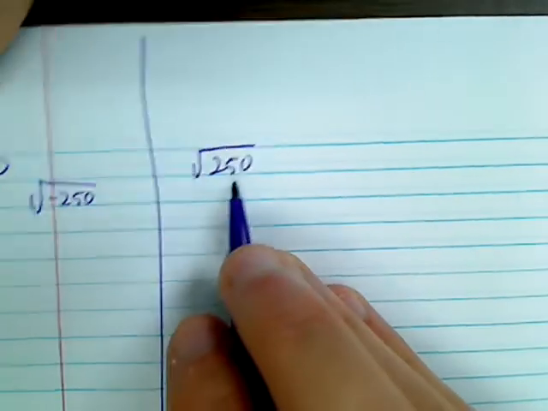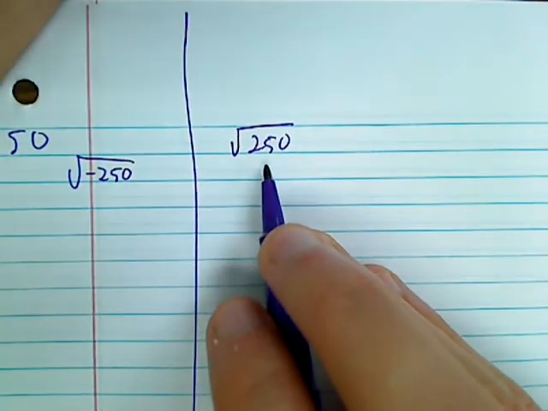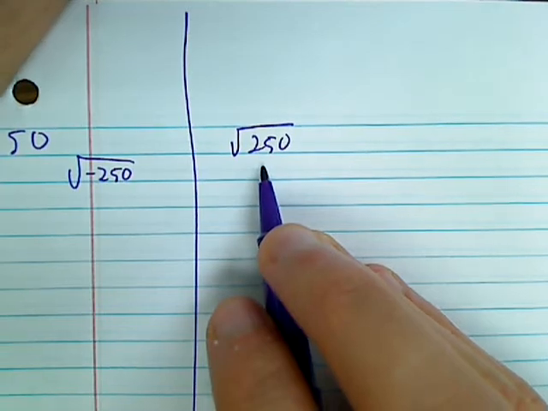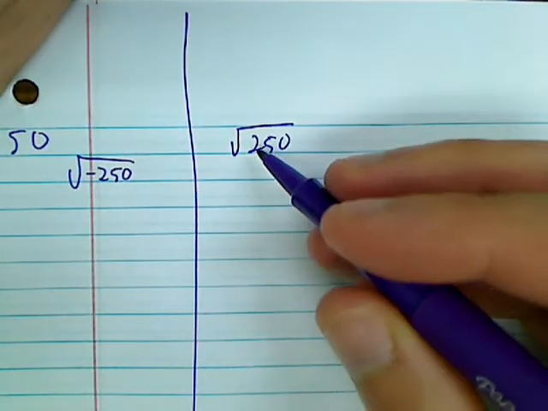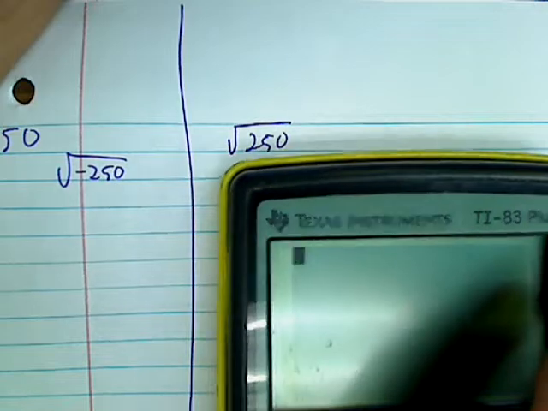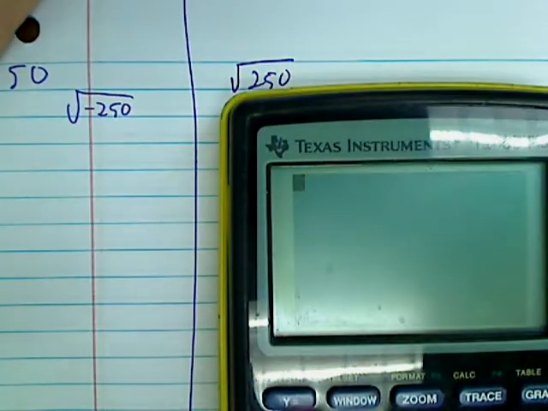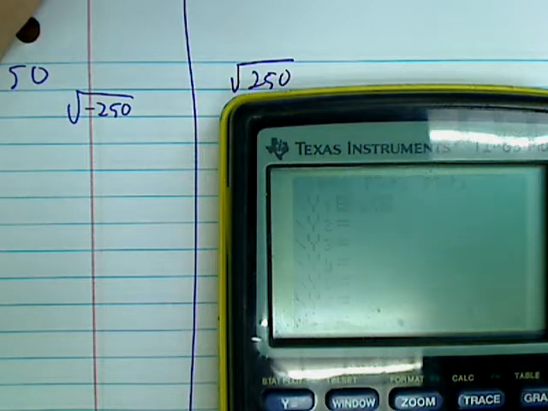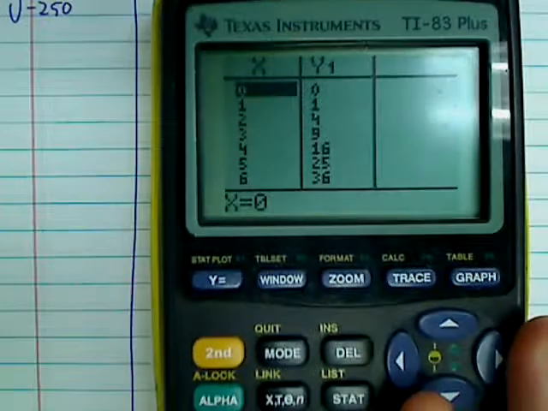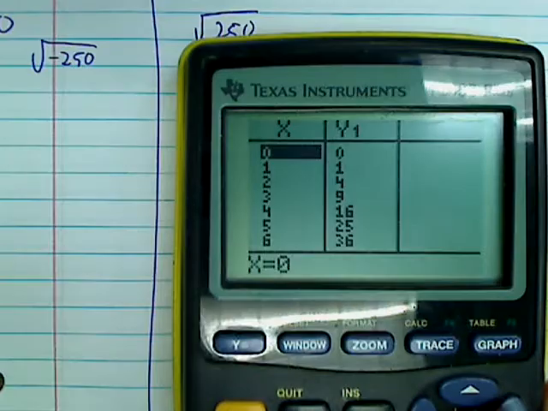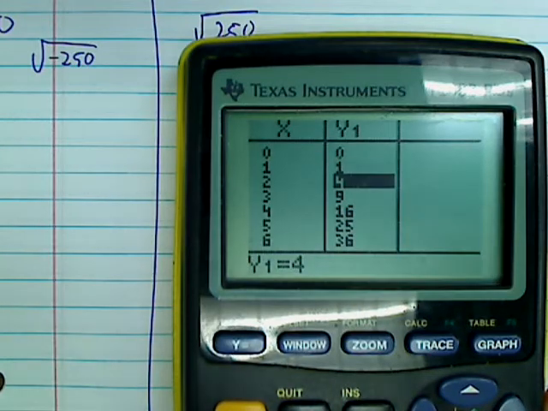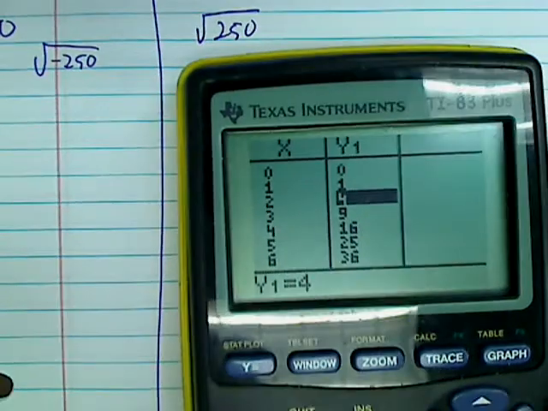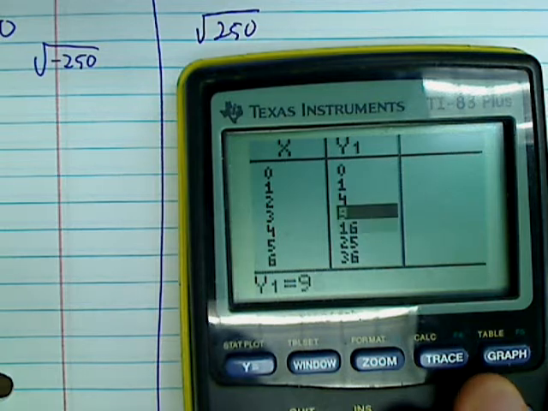Now what we look for when we do these is a perfect square that will go into this. If there is one, if not, we're done. Perfect squares, just a little note, you can make little tables on your TI-83. Let's look at x squared, and then hit the table right above the graph there. That'll give you a list of perfect squares. That's kind of handy. So do any of these squares go into 250?